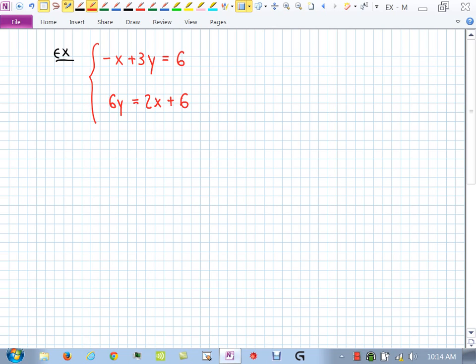Now, I've done something here intentionally. I've kind of scrambled things up a little bit. Like on the first one, -x plus 3y equals 6, that's pretty much a form that we've seen before, right? The variables x and y are on the left, and then we have a number on the right. But on the second one, I moved things around already just to mix it up. But these are both still linear equations in 2 variables, right?